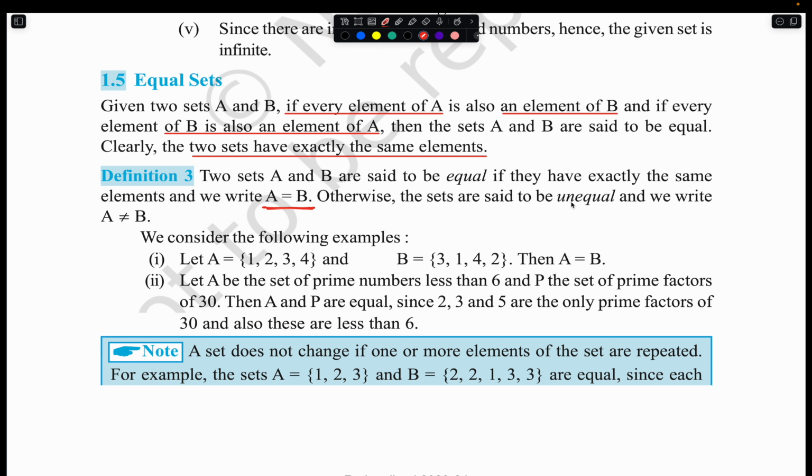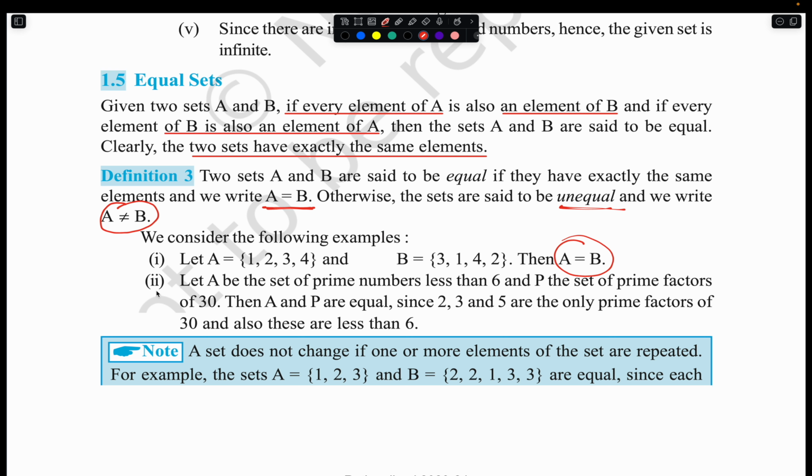Otherwise, the sets are said to be unequal. So if the two sets have exactly the same elements, then the sets will be said to be equal. Otherwise, they'll be said to be unequal, and it is going to be represented like this, right? So we consider the following examples. Let us say the elements inside set A are 1, 2, 3, and 4, and elements inside B are also 1, 2, 3, and 4. So these two sets are equal.